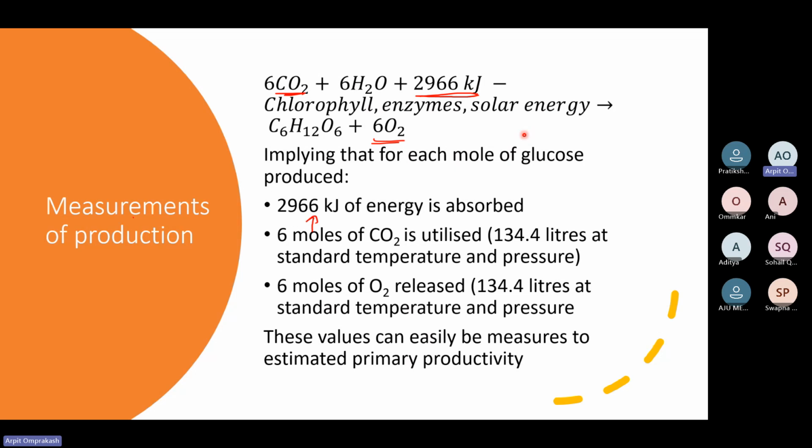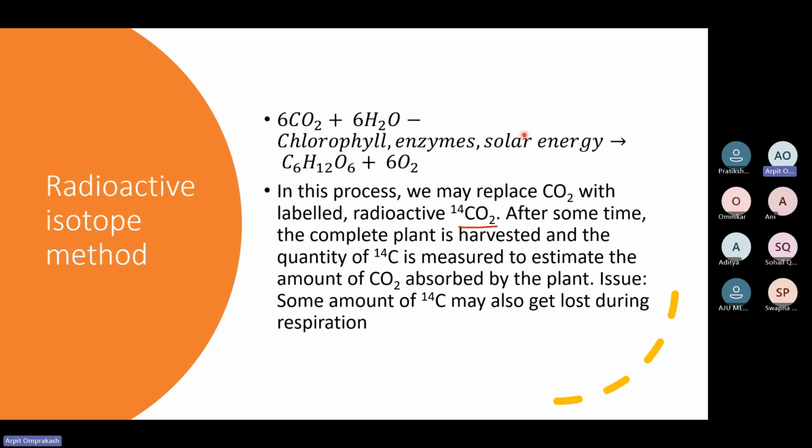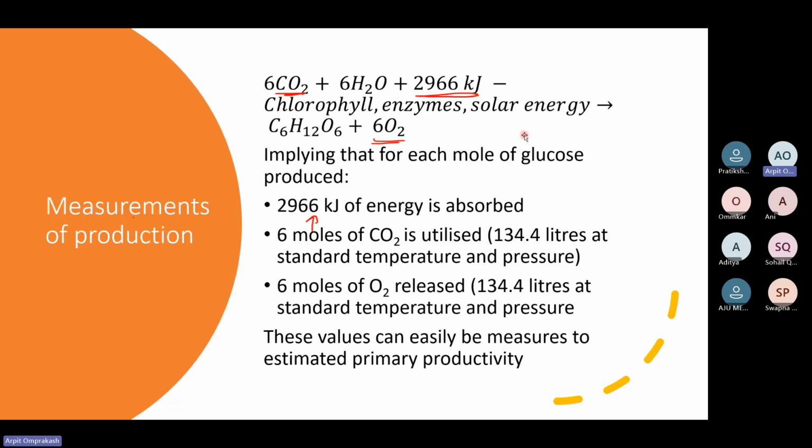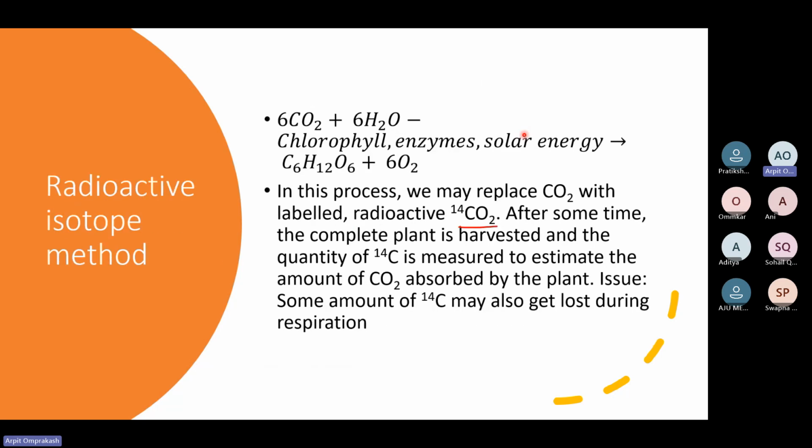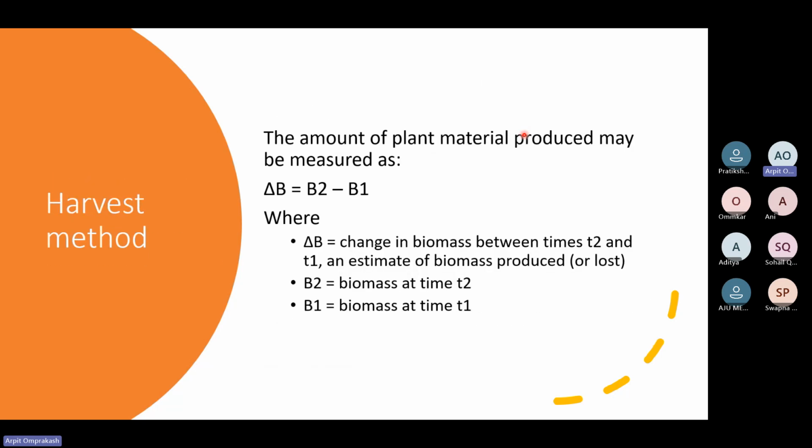Then we talked about how we measure these production values. We talked about the radioisotope method, where you put some radioisotope of carbon and see how it is decaying, to estimate the rate of respiration. To measure the primary productivity, you use the amount of gas released, carbon dioxide or oxygen, to calculate how much energy is used. The harvest method is where you take the biomass of the plant at time t2 and your biomass at time t1, and you subtract it. So that is the amount of biomass that is produced or lost.